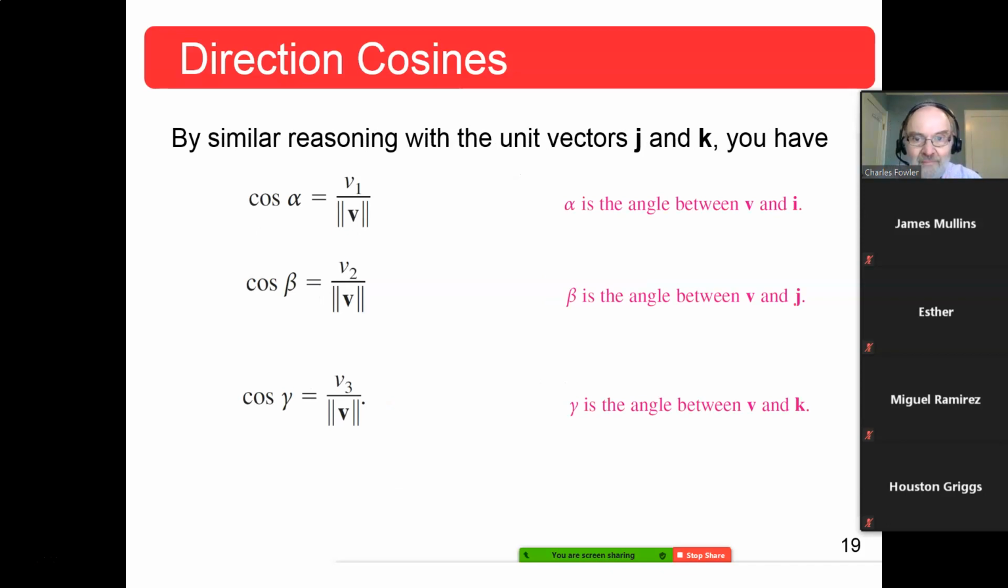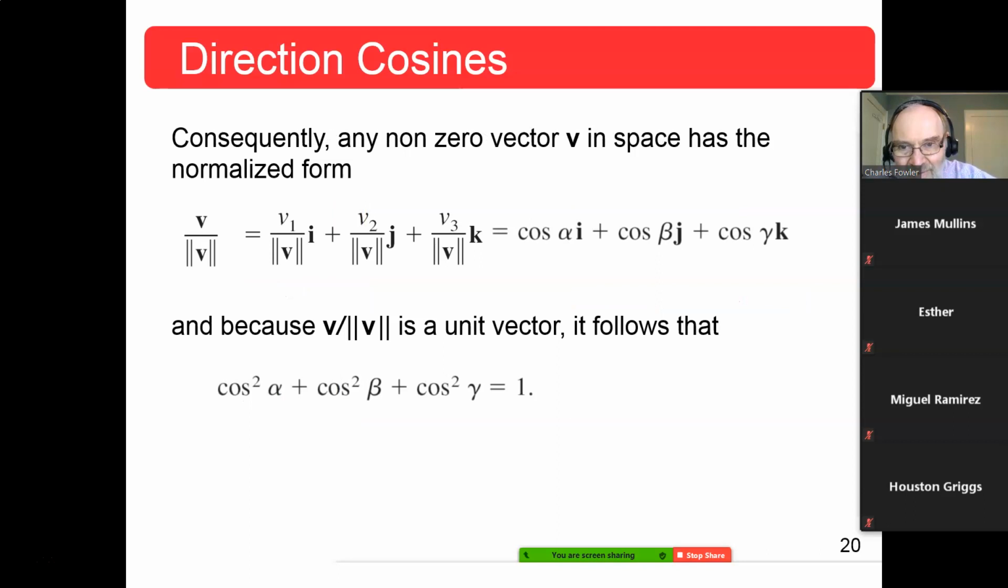By similar reasoning, with the vectors j and k, you have cosine alpha is v1 over magnitude of v, cosine beta is v2 over magnitude of v, and cosine gamma is v3 over magnitude of v. Certainly the magnitude of v will never be less than v1, v2, or v3. It could, in certain circumstances, be exactly equal to them in absolute value, but they'll never be less. It'll always be more.